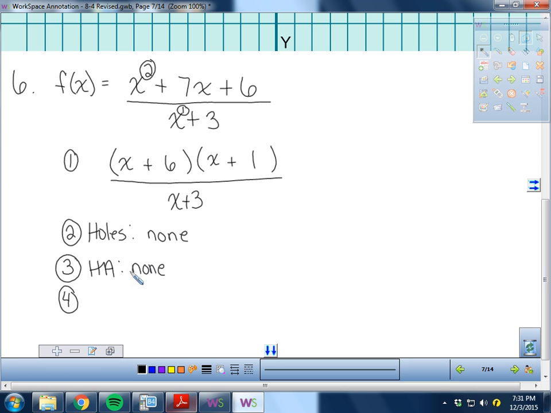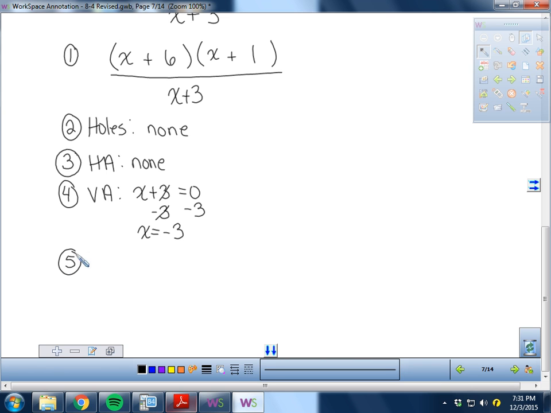Step 4, I'm going to use my denominator to figure out what my vertical asymptotes are. Well, I only have one factor. I'm going to set it equal to 0 and solve for x. So I have a vertical asymptote at x equals negative 3. Okay? Step 5 is I'm going to find my x-intercepts. And to find those, I use my numerator. So I have 2 factors in my numerator, which means I'm going to have 2 zeros. So I will set both of those equal to 0. So I have to subtract 6. So I get x equals negative 6. Subtract 1. x equals negative 1. So my 2 zeros, or x-intercepts, are negative 6 and negative 1.